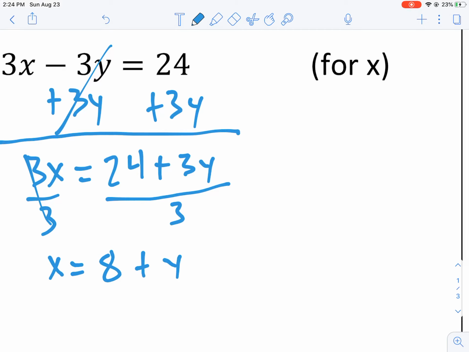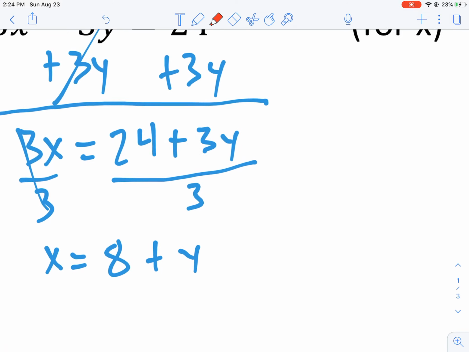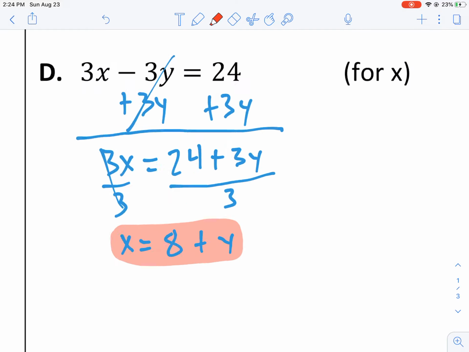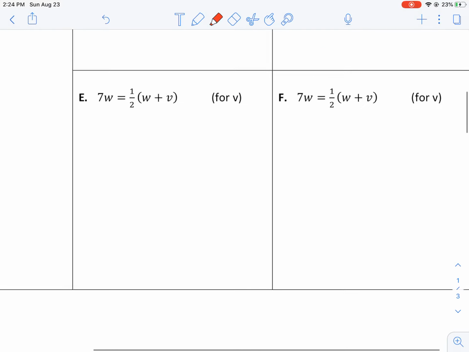The only reason we are allowed to simplify this is because 24 and 3 are both divisible by 3. If it was only one of them, like if this was 22, then we wouldn't simplify anything at all because 22 doesn't divide by 3, but 24 does. So x equals 8 plus y, and that is our answer. Nice. Okay, so 2 questions left.